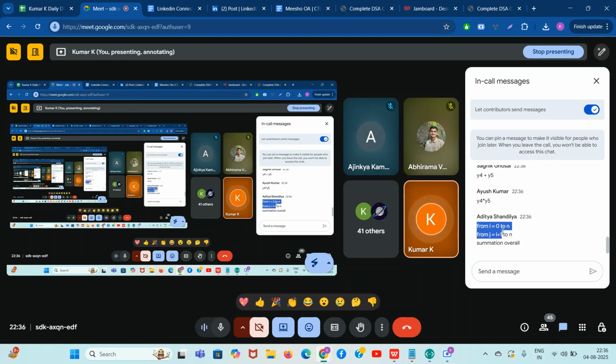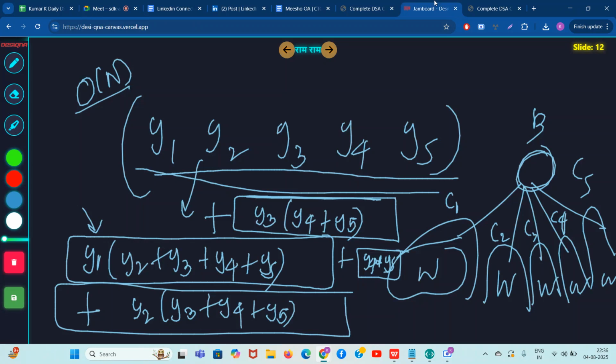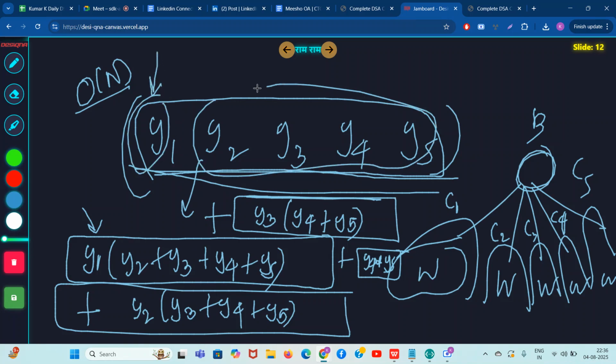Guys, is there any better algorithm than n square to calculate this for an array? Write yes if you think and write no if you don't think so. If we have to calculate this for an array y1, y2, y3, y4, y5, do we have to run an n square algorithm? n square is that you take this element, then you again travel the rest of the elements and calculate their sum, then you get this two sum and this three sum. No man, relax.